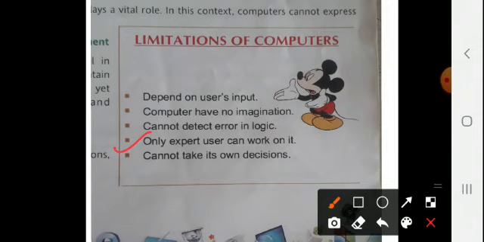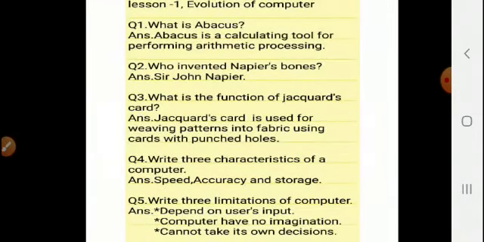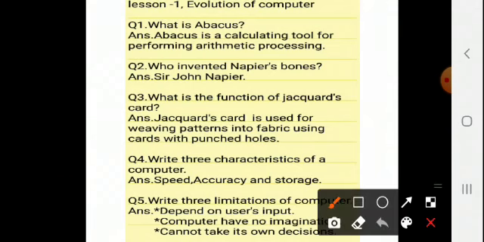Okay. So now it's time for doing the exercise, the exercise and question answers. First of all, you have to take out your notebook, write the date, mention the lesson number, lesson name, evolution of computer, and answer the following questions. First question: what is abacus? Abacus is a calculating tool for performing arithmetic processing. Understood?